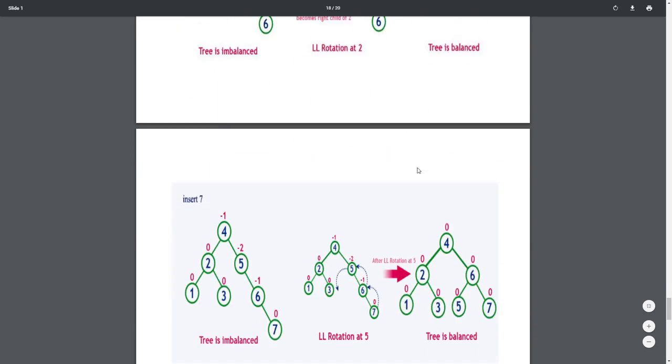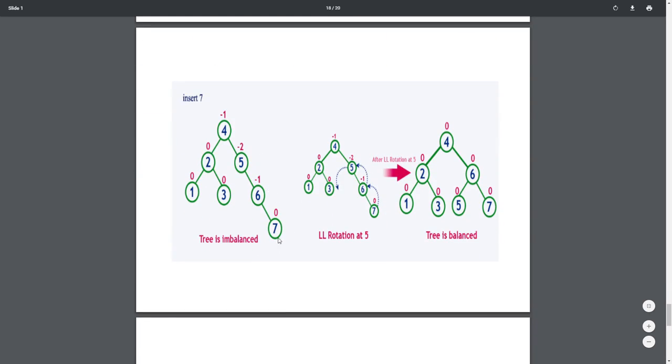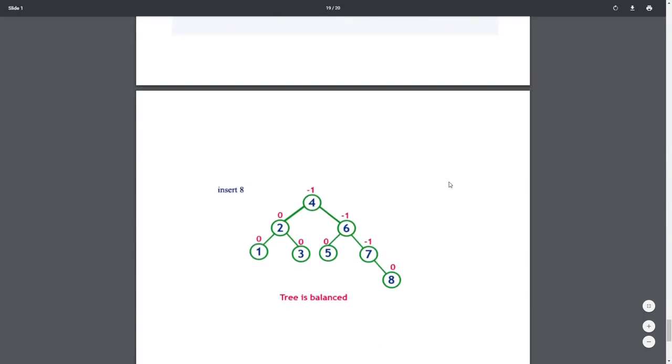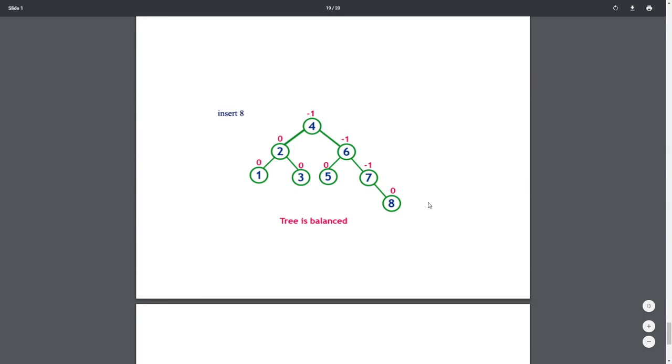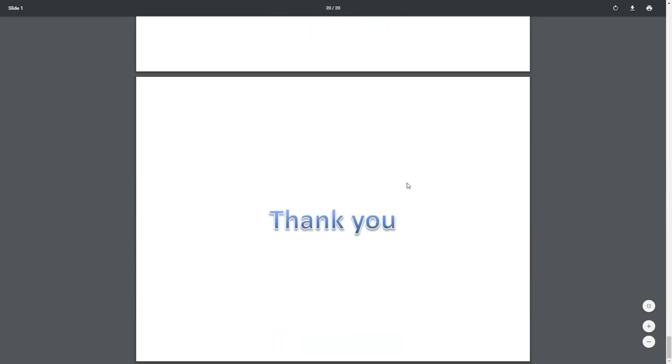Now the tree is balanced. Insert 7. If we insert 7, then 5 becomes unbalanced. So 5 becomes the critical node and the tree is unbalanced. Now apply LL rotation only on this. So 6 will be at 5's place, 5 on the left and 7 on the right of 6. Now the tree is balanced. If we insert 8, the tree is still balanced. Okay. This balanced tree is called an AVL tree. Thank you.